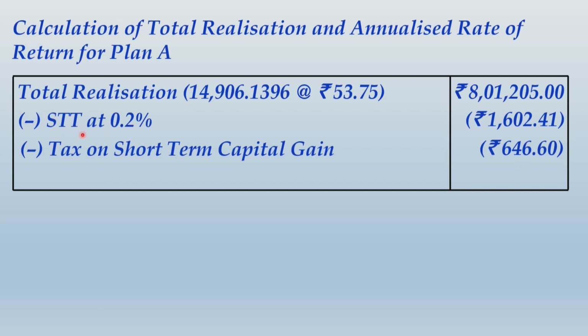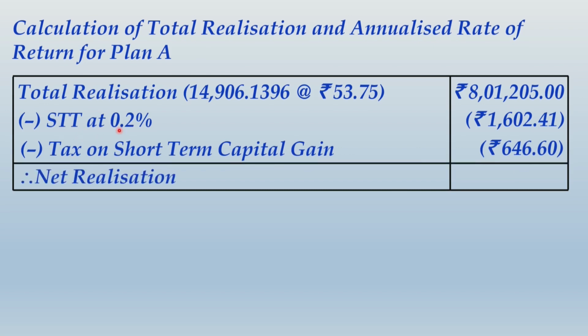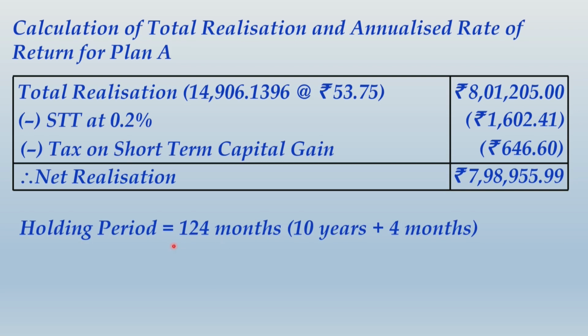Now, two things very important. For computing net realization, definitely you will subtract security transaction tax, but for computing short-term capital gain, you are not supposed to subtract security transaction tax. That thing you have to understand very well. Now, holding period will be in total 124 months. That is 10 years and 4 months, correct? 10 absolute years, and then last 4 months, that was April to July 2005, was additional 4 months. So 10 years plus 4 months will give you 124 months.